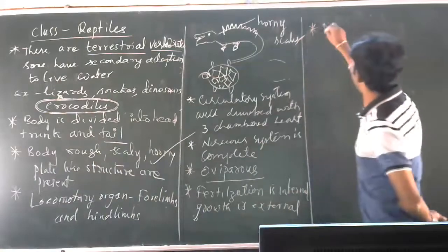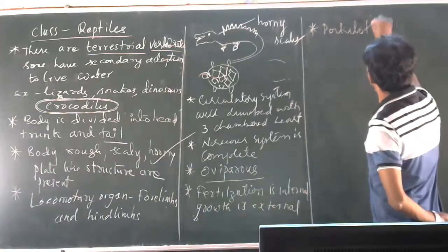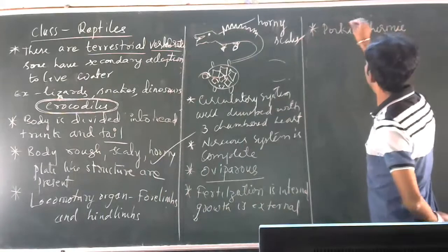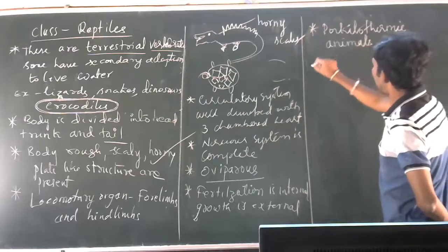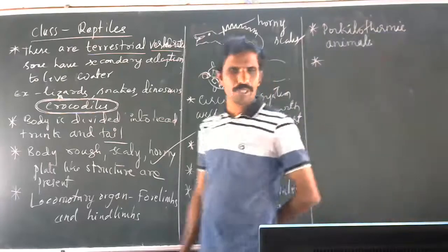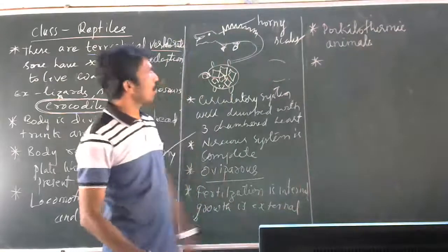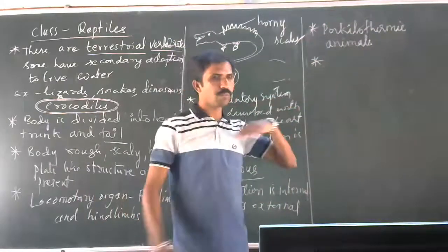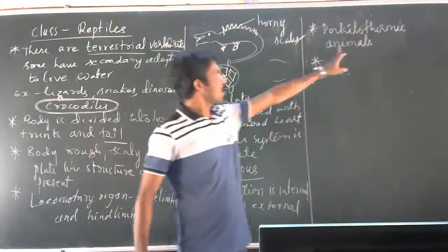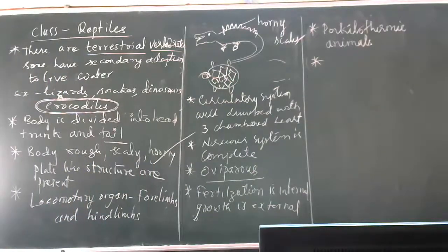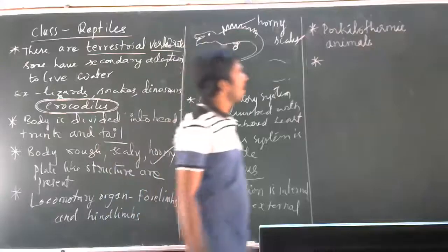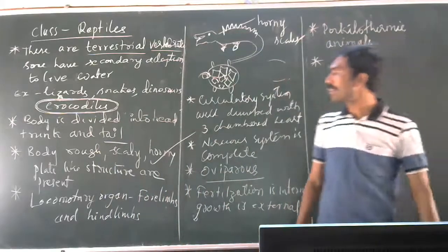Then these are also poikilothermic animals, meaning they change their body temperature according to the fluctuation in the environment. As the temperature changes in the environment, their body temperature also changes. That is called a poikilothermic animal. Understood? So this is about this group of animals, reptiles.